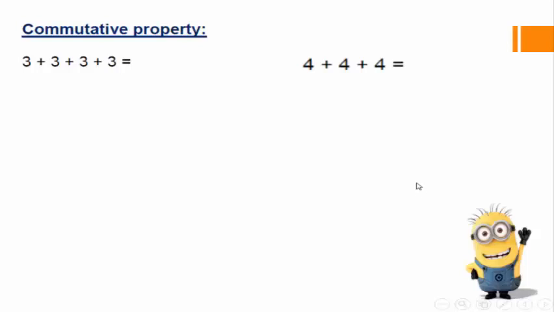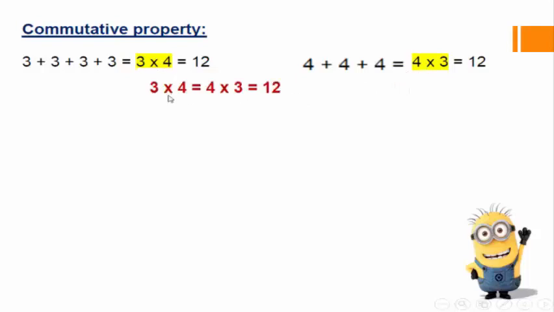We have properties of multiplication. First property is called commutative property. If I have 3 plus 3 plus 3 plus 3, 4 times, this equals 3 times 4. And 3 times 4 equals 12. If I have 4 plus 4 plus 4, 3 times, this equals 4 times 3 and also equals 12. What do you notice from these two examples?